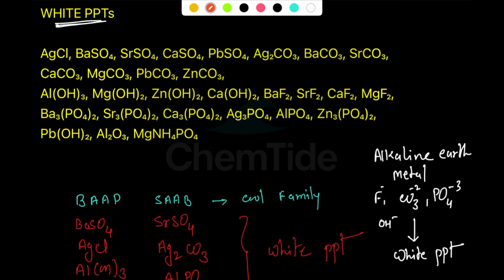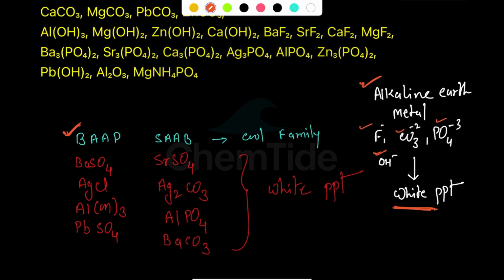The first point is that all the alkaline earth metal fluorides, carbonates, phosphates and hydroxides are white PPT only. Apart from that, you can go with this mnemonic: BAAP BAP and SAAB SAB. That is the cool family. Cool means it's a white color, right?